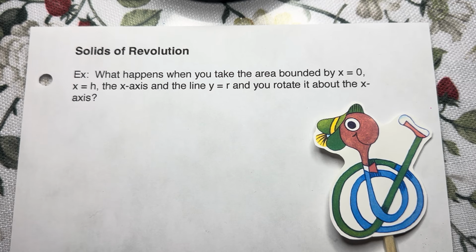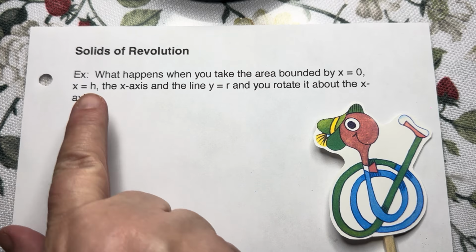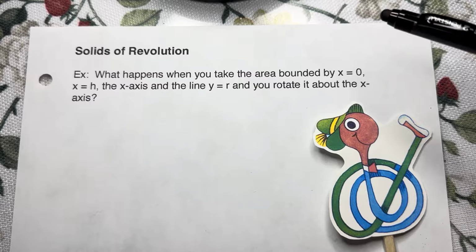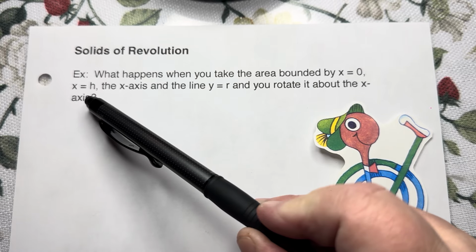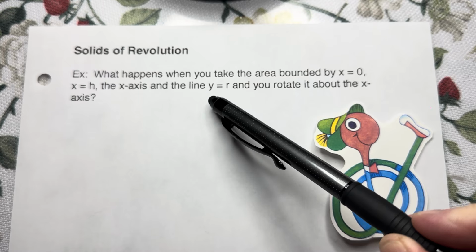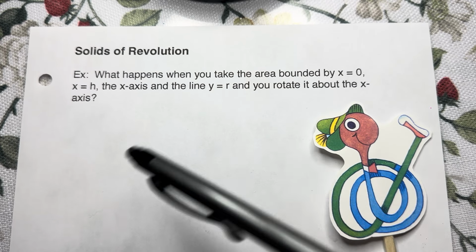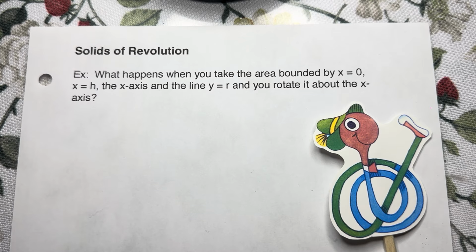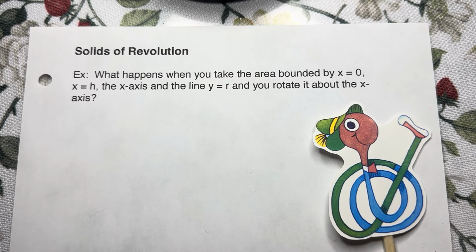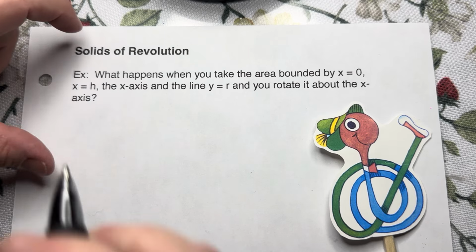Okay, so our example today asks, what happens when you take the area bounded by x equals 0, x equals h, the x-axis, and the line y equals r, and you rotate it about the x-axis? Now, if you just read it, if you're very lucky and your brain works in a particular way, you can say, oh yeah, I can see exactly what's going on. I think most people read that and it's just blah, blah, blah. So let's do our best to draw a picture.